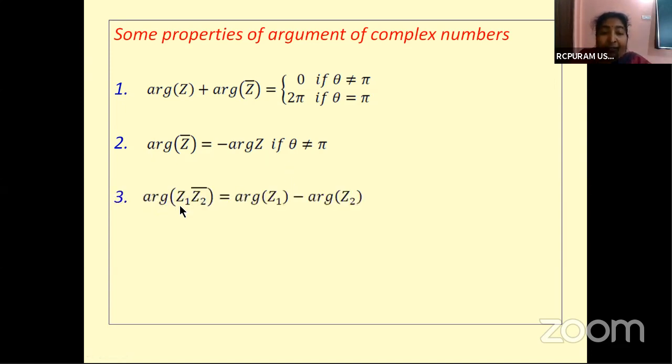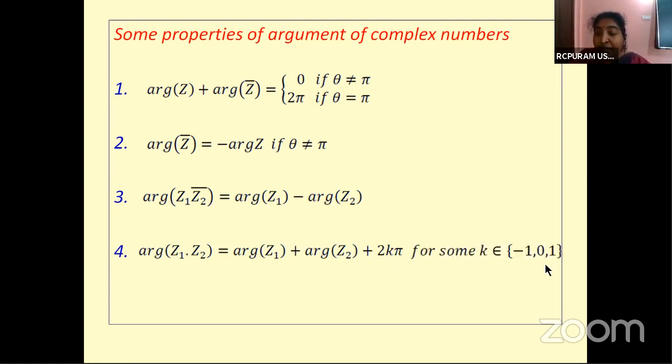Then argument of z1 into z2 bar is nothing but argument of z1 minus argument of z2. You can take this as a formula, children. For 2 mark questions, what you have for your intermediate, all these formulae will be useful. Then argument of z1 into z2 is equal to argument of z1 plus argument of z2 plus 2k pi for some k belongs to -1, 0 and 1.